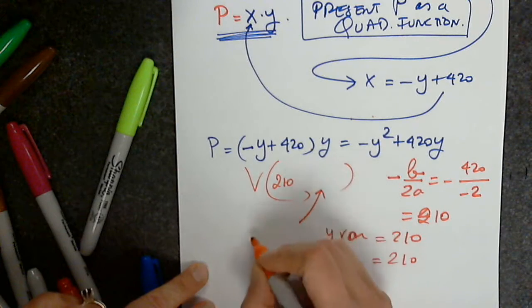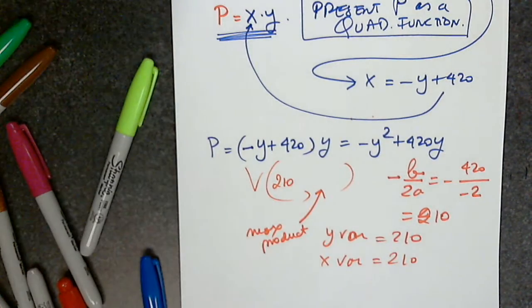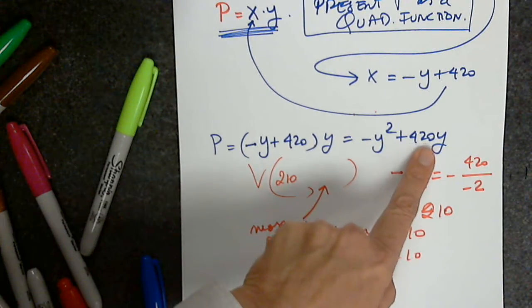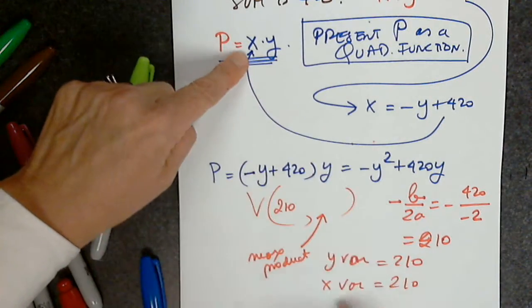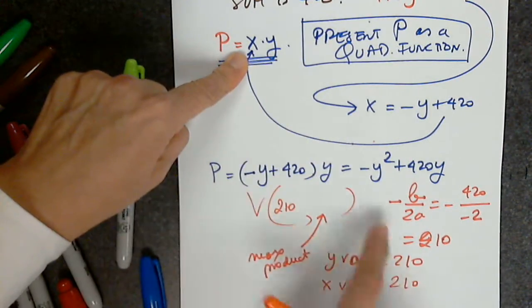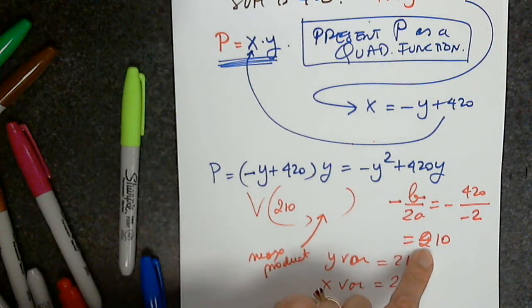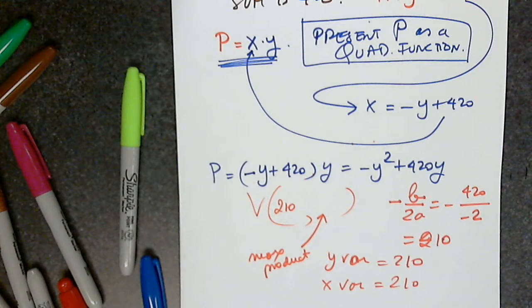Now, I would like to find the max product. Either you go back with 210 in here, or you know where we came from. This is where we came from: x times y. Or you plug in 210 in here, as we did with the graphs, and you'll get the same answer. It doesn't matter. So we can do this in both ways.